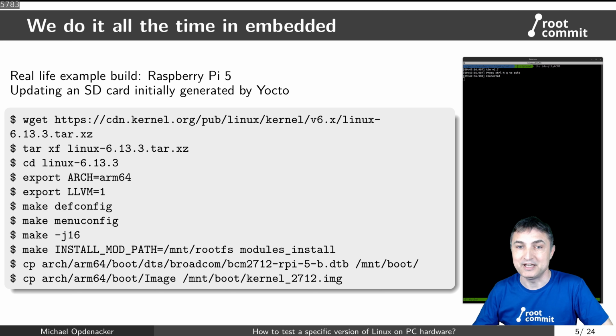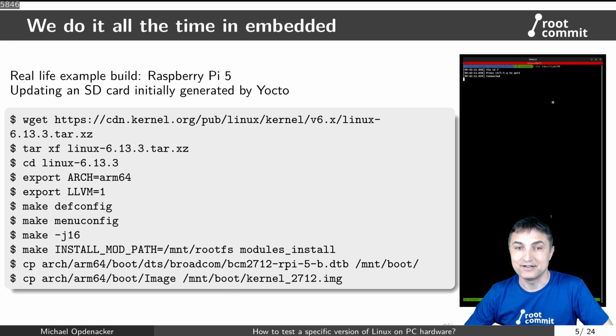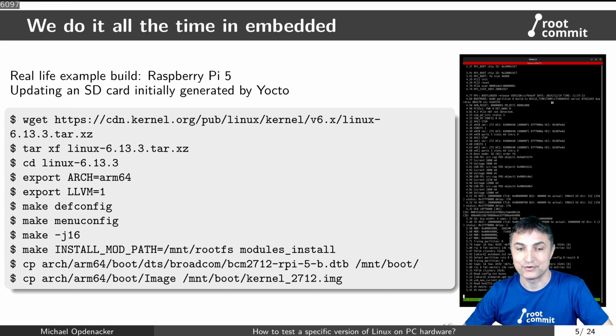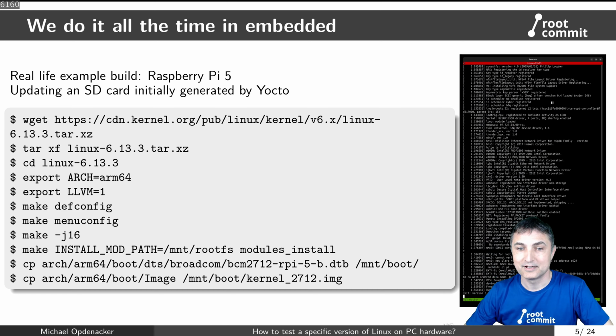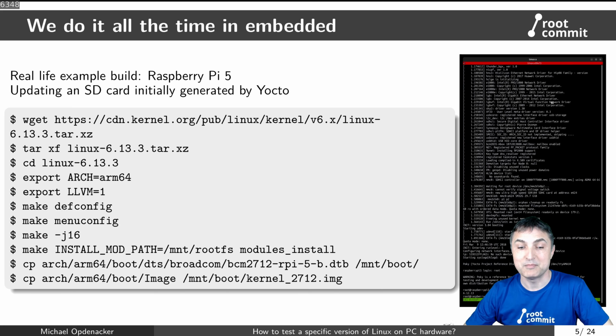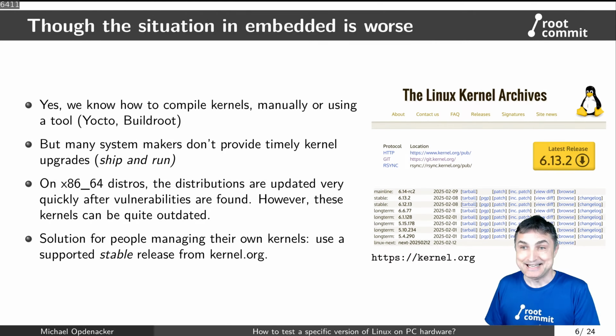And then you can see it booting. Let me click on it. There you are. So that's the live serial console of the Raspberry Pi 5 board after changing the kernel. And you could check that at the end, by running uname -r, you can see that it's running the latest mainline at that time. This being said, the situation is actually worse on embedded than on x86.